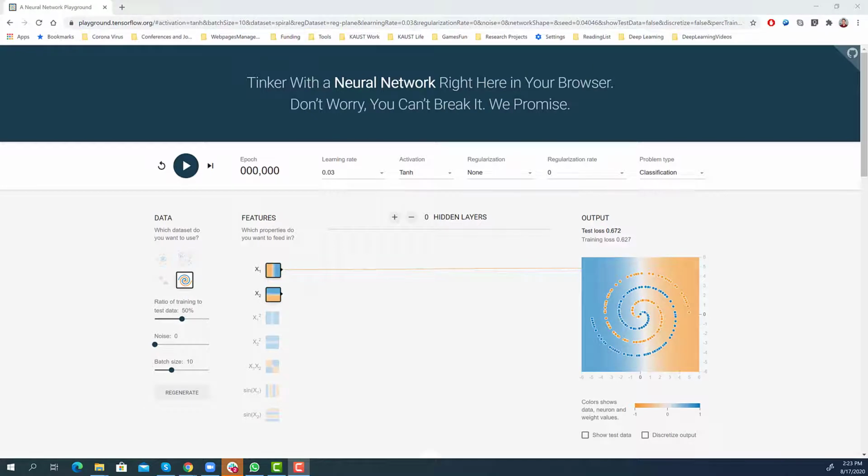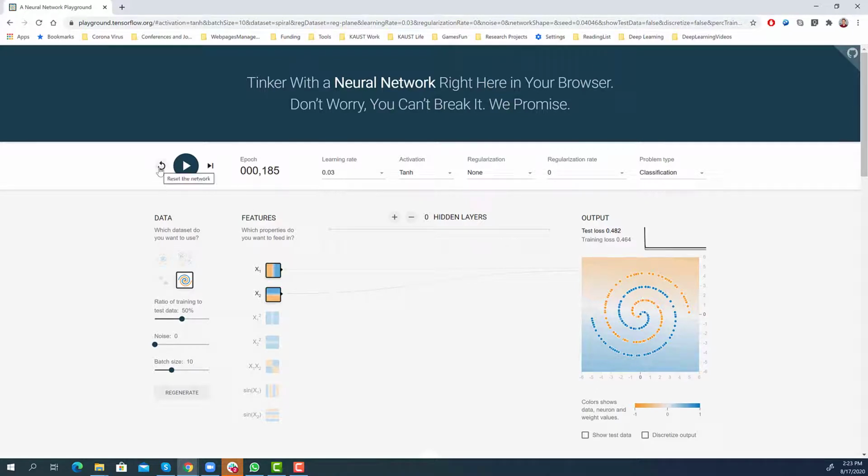Needless to say that more complicated distributions, such as this spiral, are also not going to work. Let's just try this out. Also, what you can see here is a test loss and a training loss. This you can observe while the optimization runs.